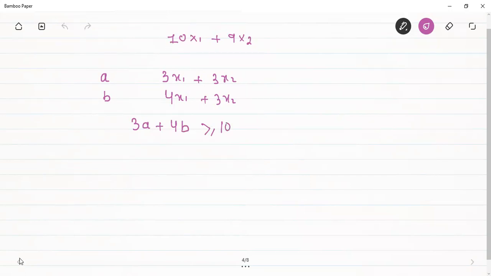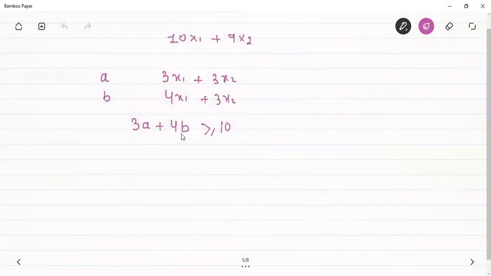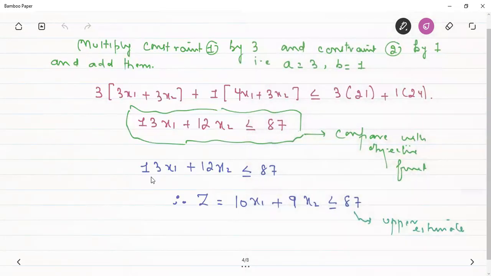So what does this indicate? See here, this 13 is the coefficient of x1. And what is 3a plus 4b? 3a plus 4b will be the coefficient of x1. I have to multiply this 3x1 by a, 4x1 by b, and add them. Therefore, after adding, the coefficient of x1 will be 3a plus 4b. But this has to be greater or equal to 10, because the coefficient of x1 in the objective function is 10.